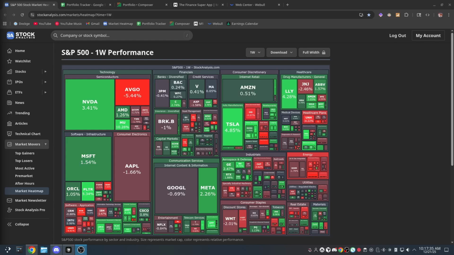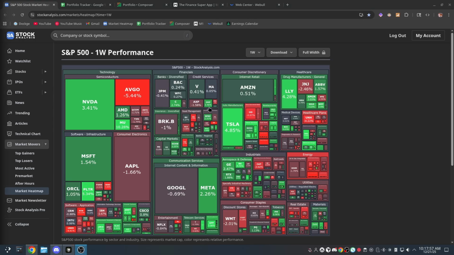Today we're going to be going over the portfolio for the week. So starting off, you can see how the S&P 500 is looking for the week. Kind of all over the place, but I'm not going to make any generalizations. But yeah, all over the place.